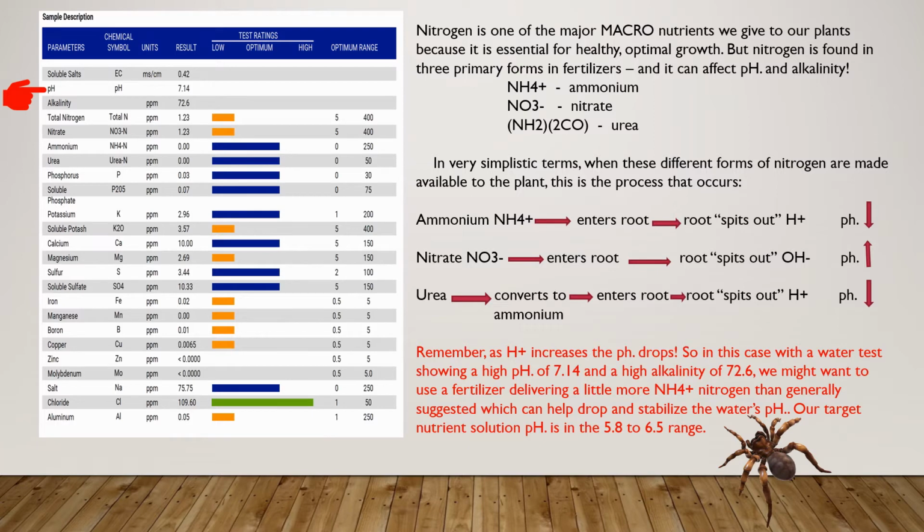So our choice of fertilizers and the choice of what type of nitrate or ammonium or urea we deliver to that plant can dramatically affect the pH in the solution, the water outside the roots, and that pH of our grow medium. And our target as growers is having a pH in the range of 5.8 to 6.5.